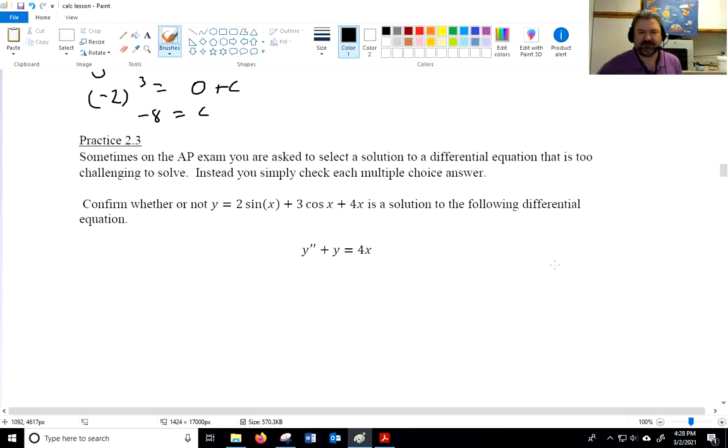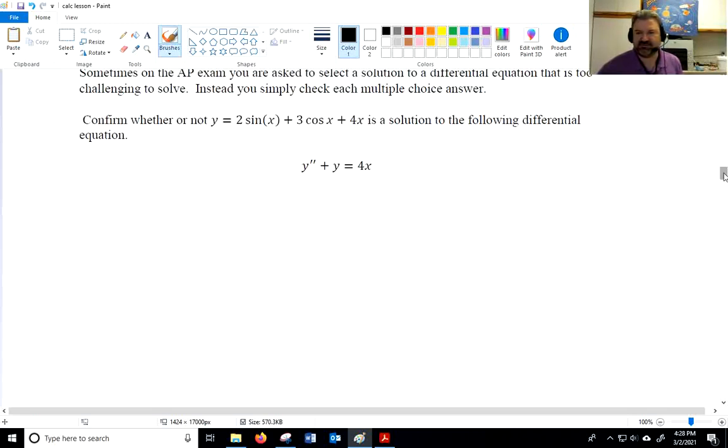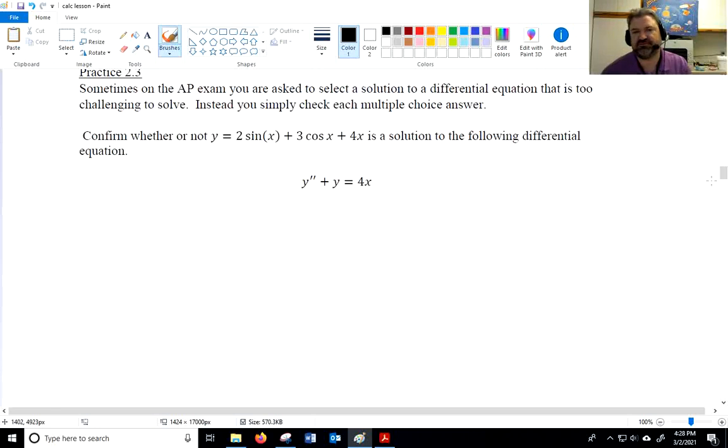Okay, sometimes on the AP exam, you are asked to select a solution to a differential equation that is too challenging to solve. I don't see this too often. I think it might have used to be more common. Well, instead, what you're supposed to do is simply check each multiple choice answer. So if you come across a differential equation that is not separable, then they're just asking you to check each answer choice, which seems time consuming, but that's the process.